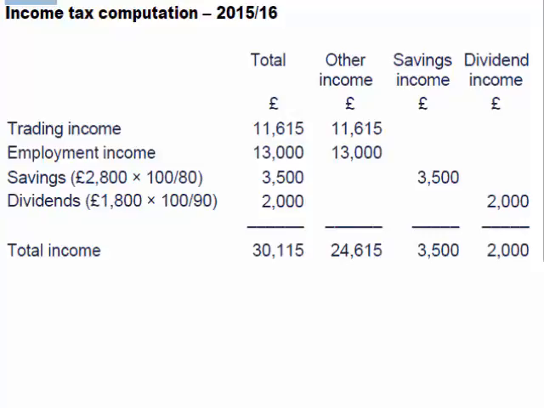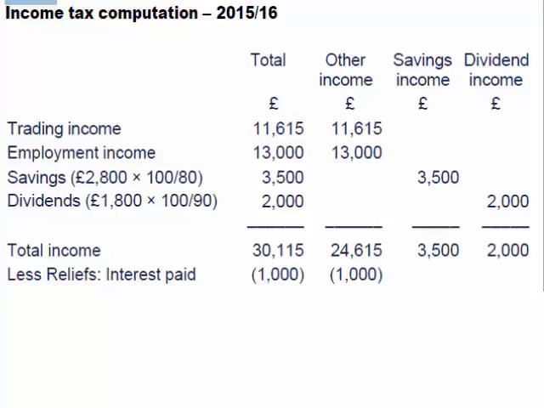We then deduct any reliefs, and we do have a relief in this question, which was the qualifying interest payment. So that was £1,000, and that can be deducted from the total column, and as always we deduct it from the other income column first. So that means that the savings and the dividend income is not reduced.